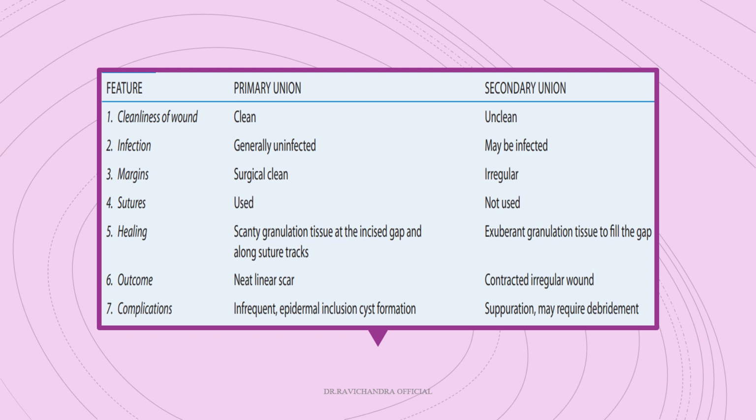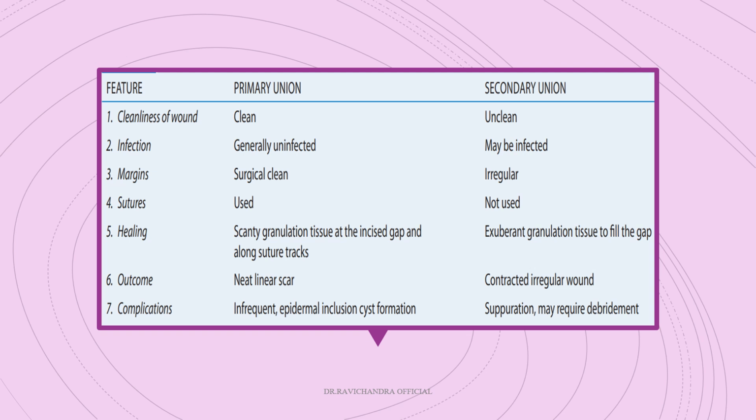Infection: generally uninfected in primary union, as the healing will be between opposite edges. It may be infected in secondary union. Surgically clear margins are there in primary union, whereas irregular margins are observed in secondary union. Sutures are used in primary union, whereas they are not used in secondary union. In healing, there will be scanty granulation tissue at the incised gap and along the suture tracks, whereas there will be exuberant granulation tissue to fill the gap in secondary union.